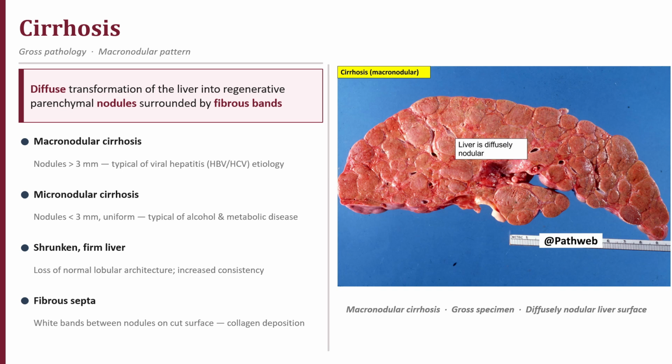Morphologically, cirrhosis is a diffuse process. It will involve the whole liver tissue. As we can see here, the nodular architecture is involving the whole tissue, and the regenerative nodules additionally will be surrounded by a fibrous band.